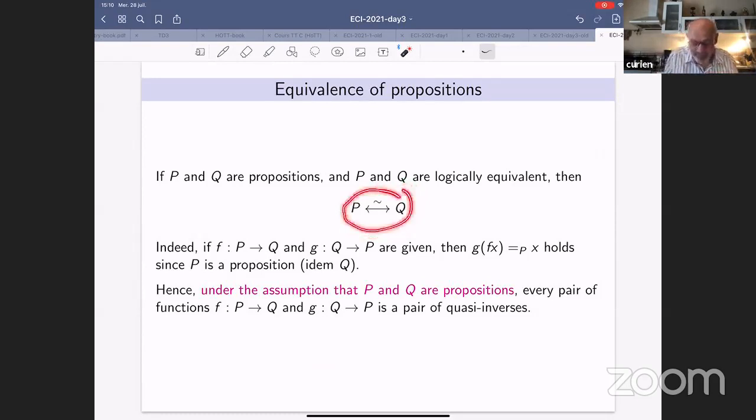If you have an equivalence, you have a logical equivalence because there is more information in an equivalence. Okay, so how do we prove this? It's very obvious, but let's do it explicitly.